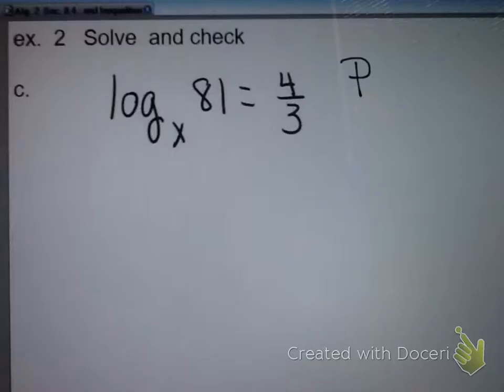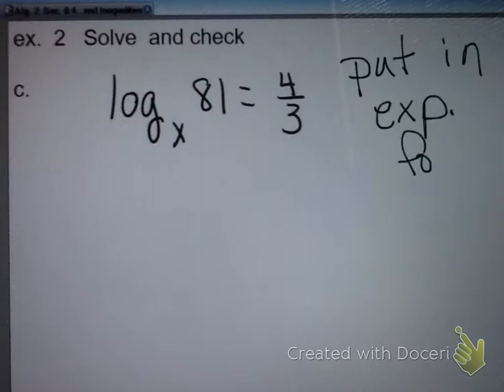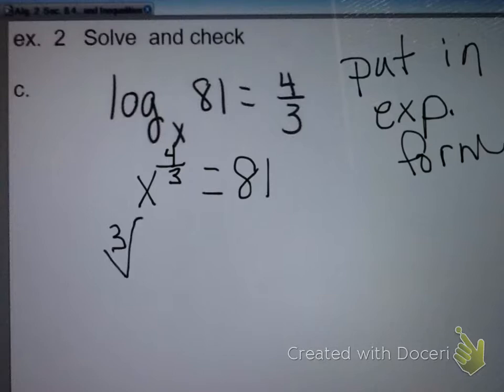Now example 2c is not like example 2a and 2b. It doesn't have a log equal a log. So what are we going to do here? We are going to put it in exponential form. So that's x to the 4/3 power is equal to 81. Then we're going to put it in radical form.